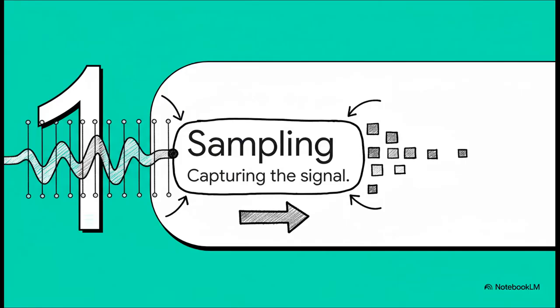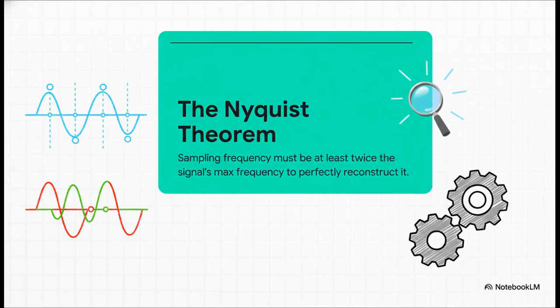Okay, first up, sampling. And let me be clear, if you get this part wrong, nothing else you do is going to matter. The entire system will fail before it even gets off the ground. This is where we learn how to take those snapshots intelligently. And this is your golden rule. This is the law of the land, the Nyquist theorem. It's simple, but it's non-negotiable.